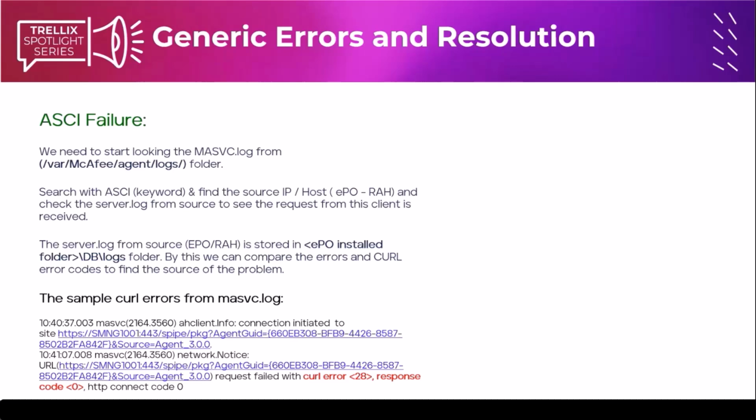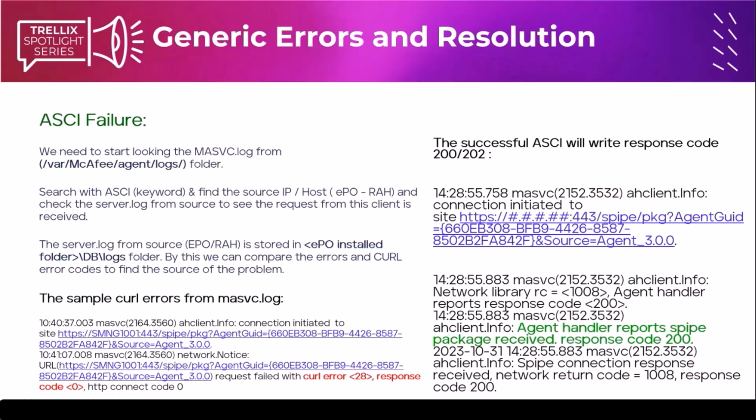Here, the communication between the EPO and the client has failed with the curl error 28. The same has been highlighted in red color. If the communication is successful, it writes the response code of 200 or 202. The same can be seen in the below snippet. The log highlighted in green shows a successful communication between the EPO and the client, and a response code of 200 has been sent.